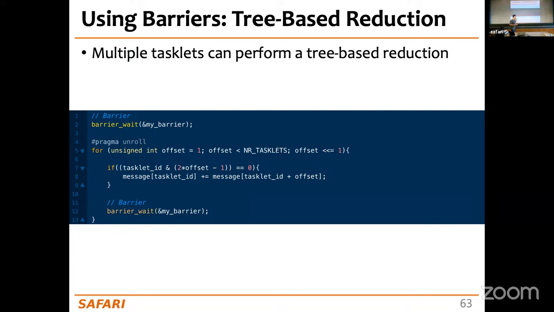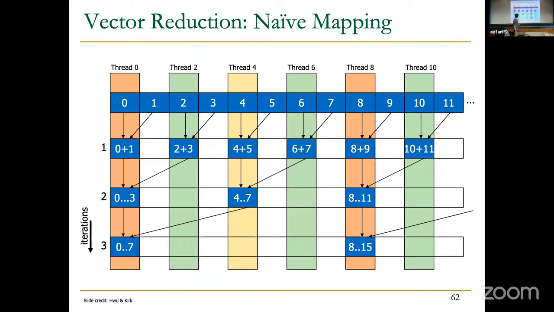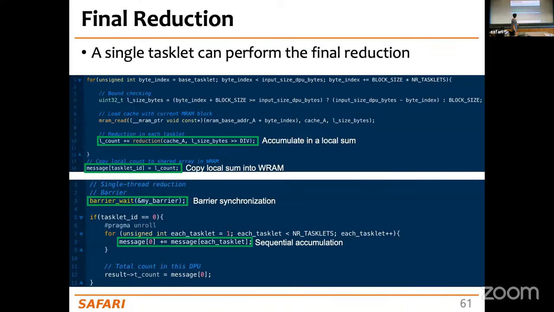Yes. You mean the local count? Yeah, you can assume that this local count is in a register, but then when you copy it to message, this message is in WRAM, because that's the way for other tasklets to see what the rest of the tasklets calculated.